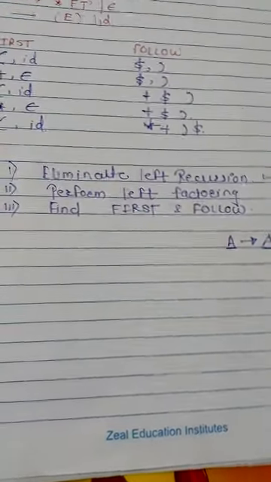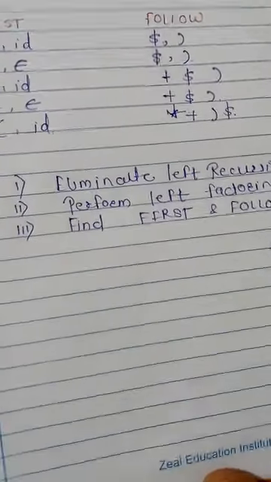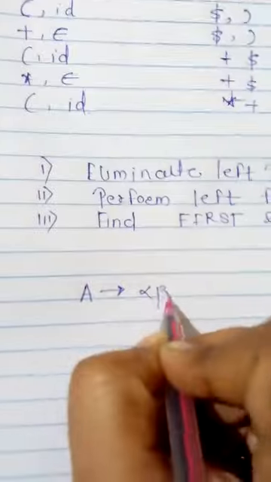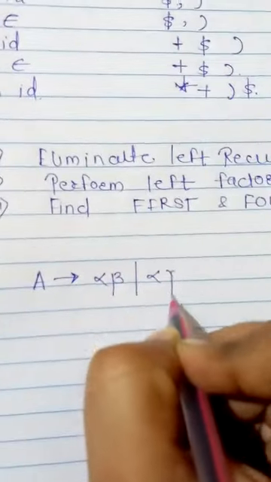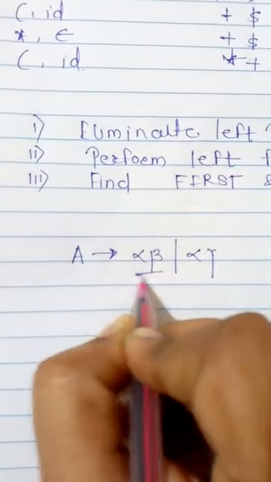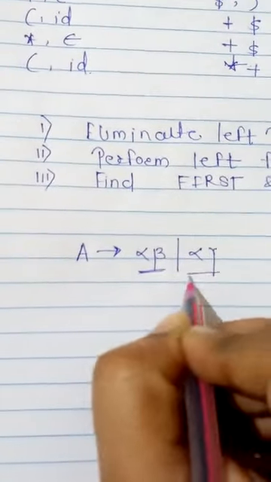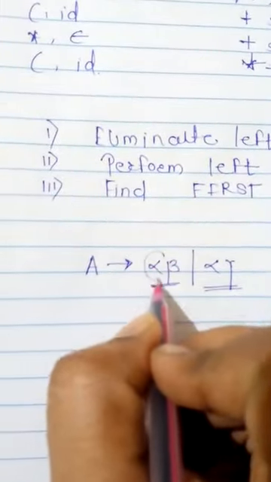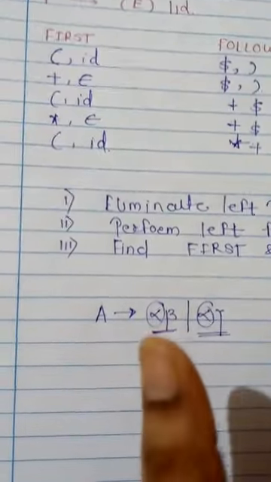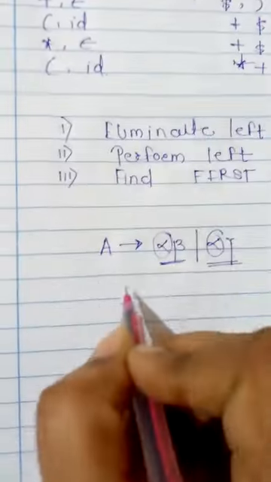Then the second step is what? Perform the left factoring. What is the meaning of left factoring? If you have a common expression, for example, if I have A gives you alpha beta and A gives you alpha gamma. Now here for capital A I have two production rules. A gives me alpha beta, A gives you alpha gamma. So which factor is common over here? Alpha. So what left factoring says is, eliminate whatever is common and perform another rule.